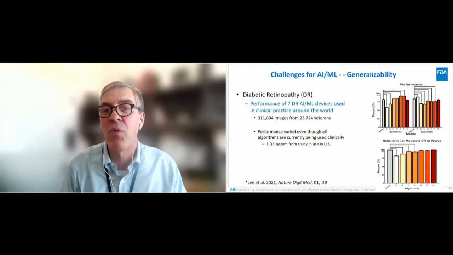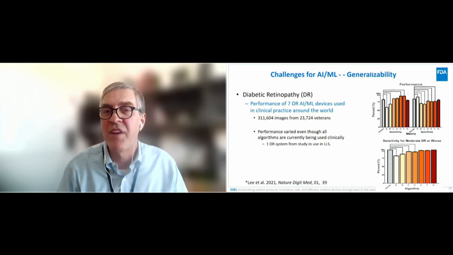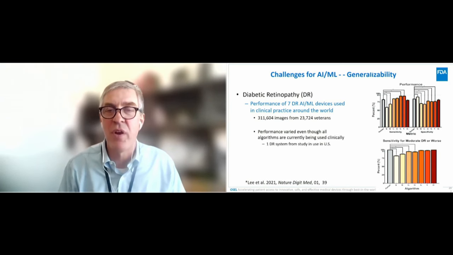We can see a pretty wide range in sensitivity for the various algorithms, and usually with a trade-off in specificity. So the algorithms that had lower sensitivity tended to have a bit higher specificity. But you can see of these 7 algorithms, they're all operating at different, individual operating points. So we have different performances. If you're going to interchange these algorithms, you have to understand what the trade-offs are in their performance.